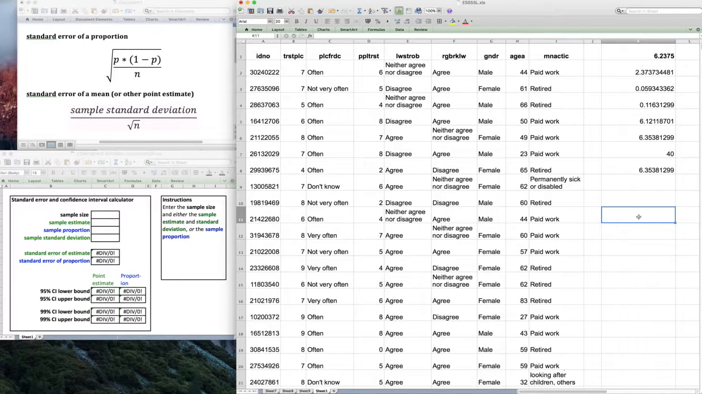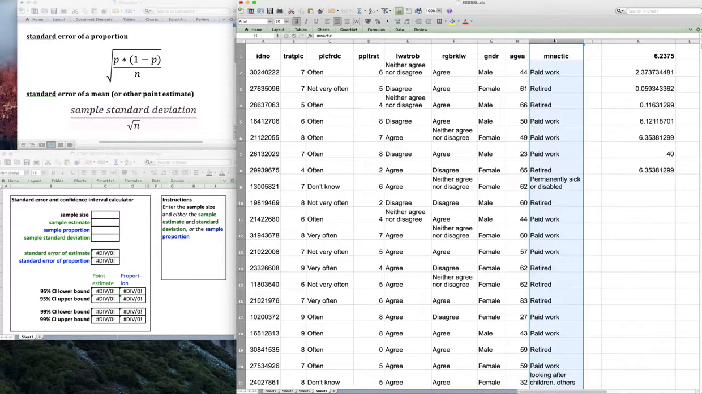So let's calculate the proportion of the sample who are in paid work. The variable MNACTIC describes the economic activity of the people that were interviewed in the survey, and one of the categories is paid work. Let's find out what proportion those people are in the sample, and then produce a 95% confidence interval of our estimate of what the proportion is likely to be in the population, in the adult population of the UK.